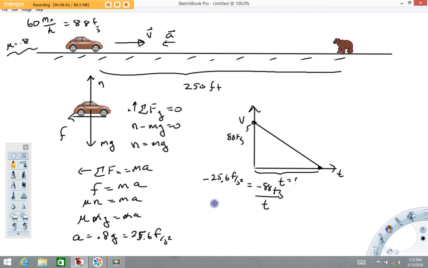Now I'm going to solve this for t. So what we get here is 88 divided by 25.6, and out comes 3.4 seconds.